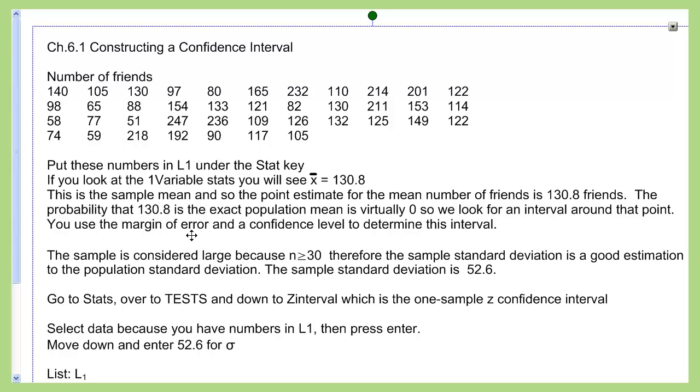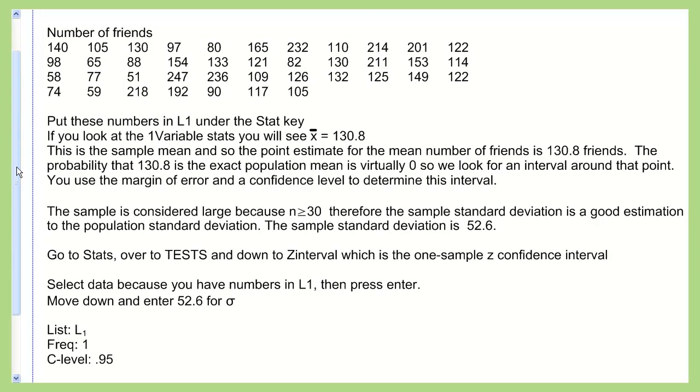All of this is taught to you in Chapter 6.1, along with a confidence level to determine this interval. So I don't really need a margin of error or a point estimate on the calculator. All I need is a confidence level. The sample is considered large, so you can use the central limit theorem if you're doing it by hand. That also tells me the sample standard deviation is a good estimate of the population standard deviation, so I'm just going to use the sample standard deviation, which is 52.6.